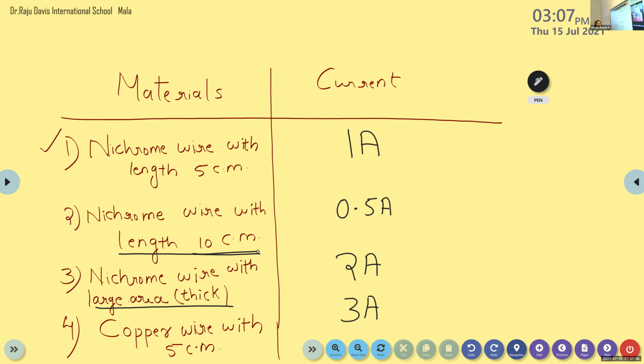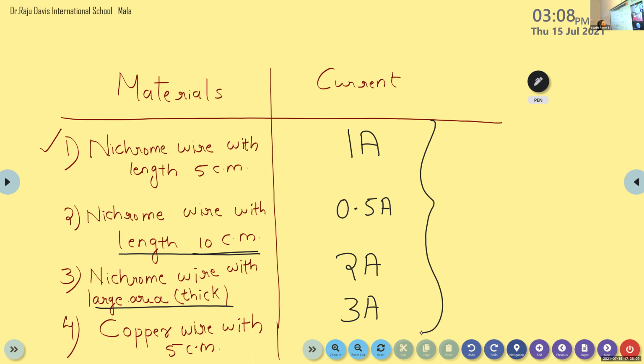The third case again uses the nichrome wire with a 5 centimeter length, but its area is increased. We are using a thicker nichrome wire. And in the last case we are using a copper wire with the same length, 5 centimeter. So students, from this table can you say what about the value of current? Does it remain the same or different? Different. Here current is different. Current varies depending upon the different dimensions of the conductor.